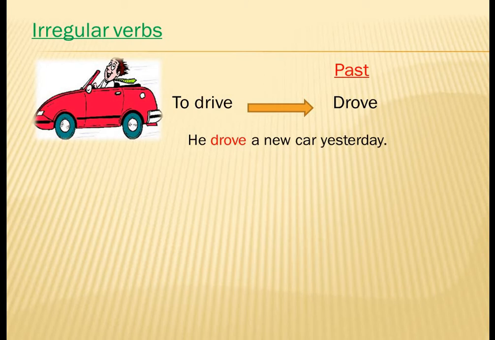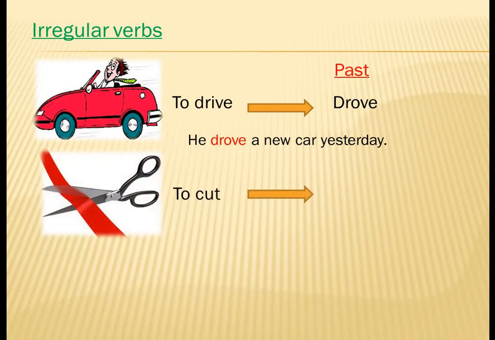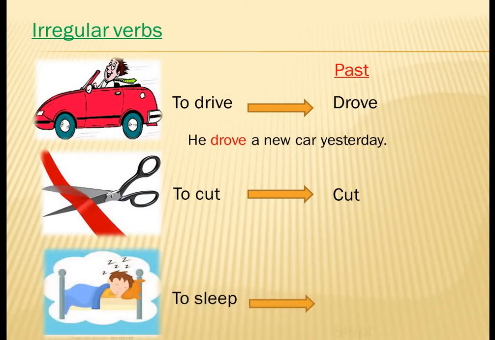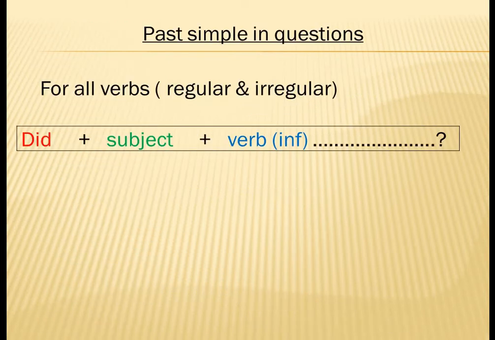The next example is the verb to cut, which is an irregular verb. For this verb, normally it doesn't change. So to cut in the past is cut. The last example is to sleep, which in the past becomes slept. I slept early yesterday. So let's move now to the past simple in questions, or the interrogative form.